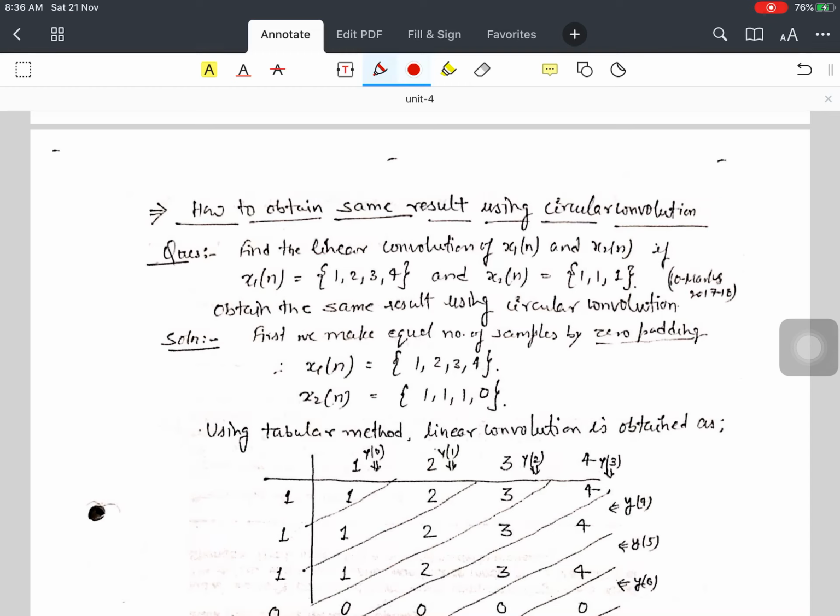Like another example I am going to take in this lecture: find the linear convolution of x1n and x2n, if x1n is equal to this one and x2n is equal to this one. Now, you can see over here in x1n there are 4 samples, 1, 2, 3, 4, but in x2n there are only 3 samples, 1, 2, 3. So, what you have to do? You have to do zero padding.